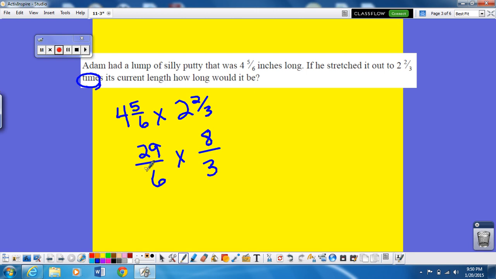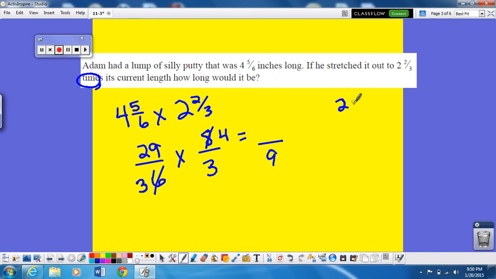There is nothing that goes into 3 and 29 except for 1, so we can't do anything there. 8 and 6, I know 2 goes into both of those. So 6 divided by 2 is 3. 8 divided by 2 is 4. Let's see what we come up with here. 3 times 3 is 9.